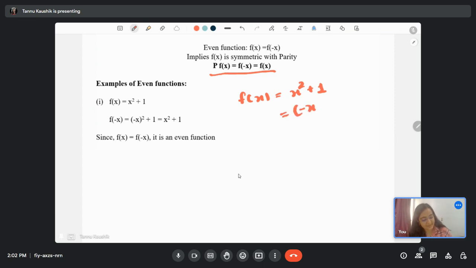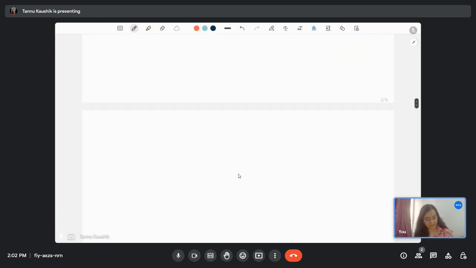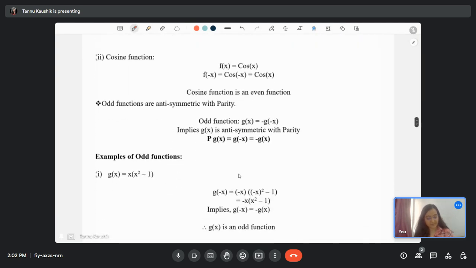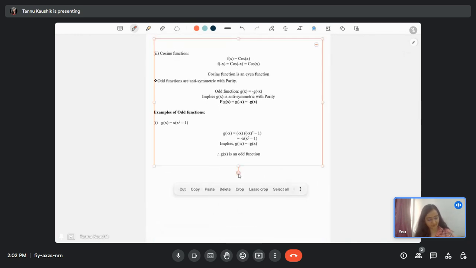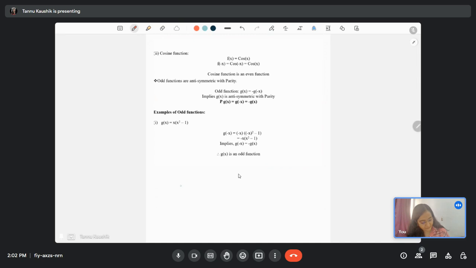This is the example we are taking, f(x) is equal to x square plus 1. If you substitute this x with minus x, then the equation will become minus x whole square plus 1, which is x square plus 1. So we are getting the same function, that is f(x), which means that f(x) is equal to f(minus x). That is, this is an even function, and it is symmetric with the parity operator.